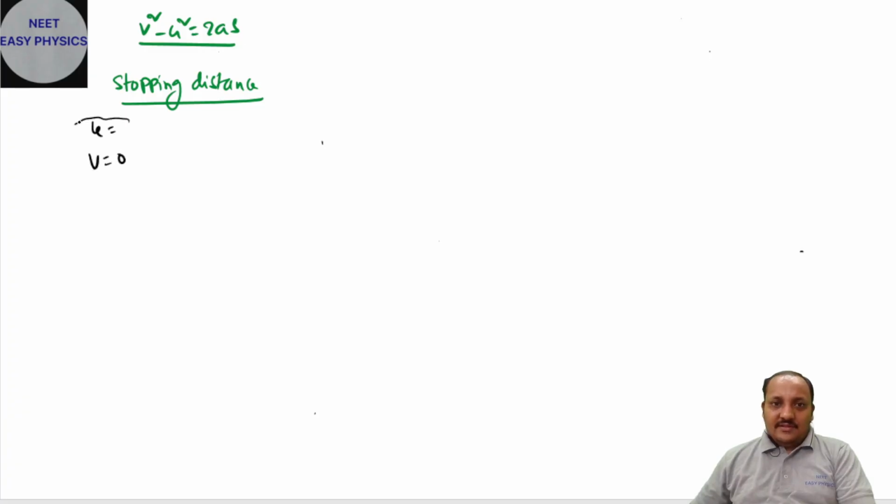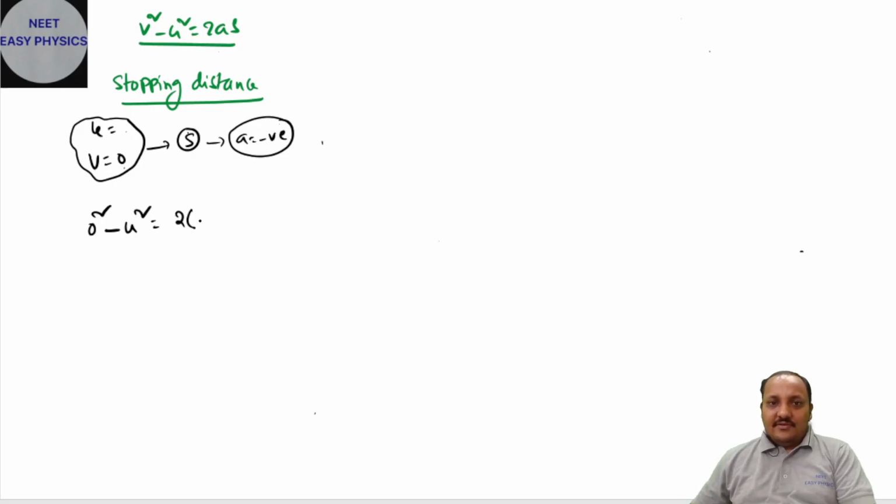your final velocity is going to become 0. Within this time, we will cover some amount of distance, and you are going to move with negative acceleration. Velocity is decreasing means your acceleration is going to be negative. At that time, final velocity 0 square minus u square equal to 2 into minus a into s. S is equal to u square by 2a. So this u square by 2a gives the stopping distance.